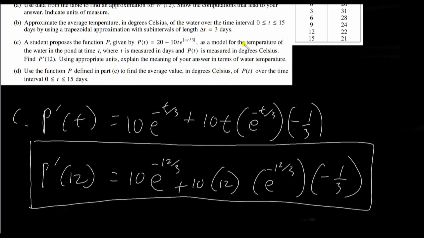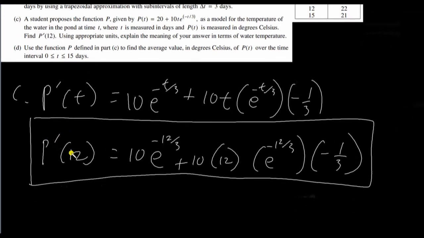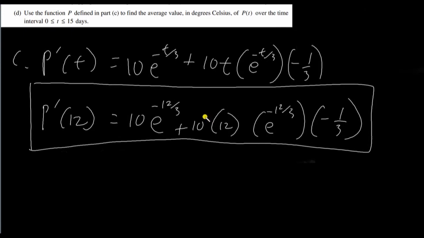And then for units, they want us to explain the meaning of your answer in terms of water temperature. So remember how the derivative is the rate of change of something? So since p of t is the temperature, p prime of t is the rate of change of the temperature, and p prime of 12 is going to be the rate of change of temperature at time t equals 12. And even though you don't have to evaluate this numerically, you should be able to see that this is a negative value.